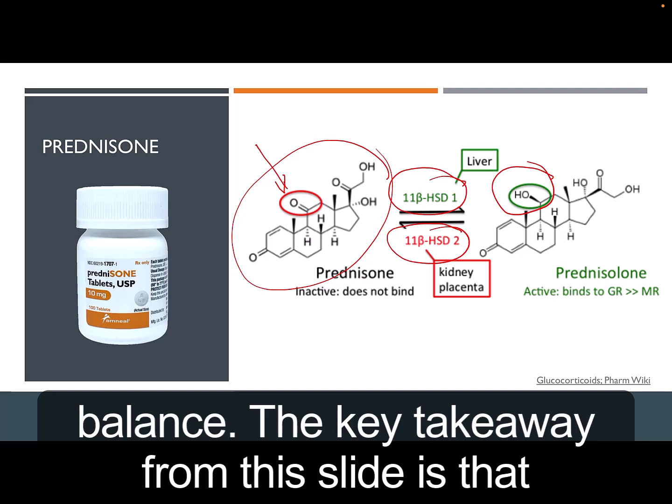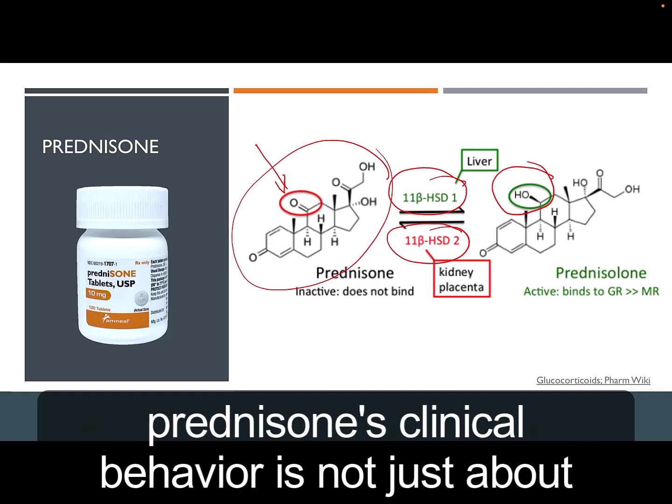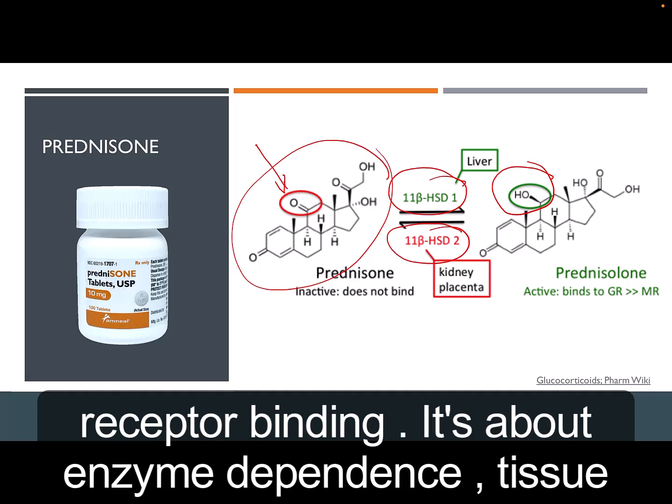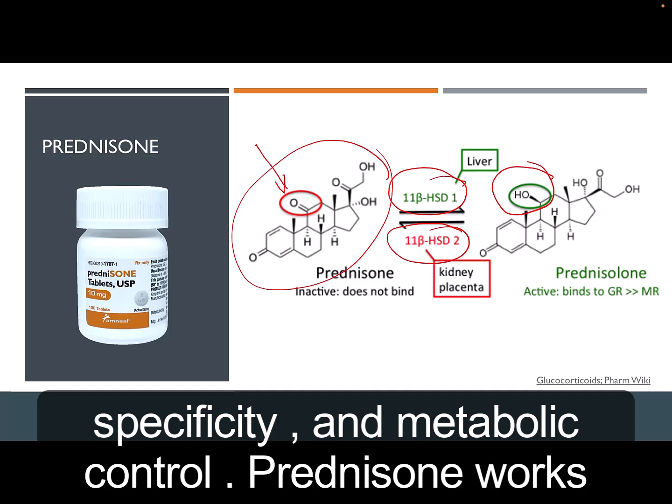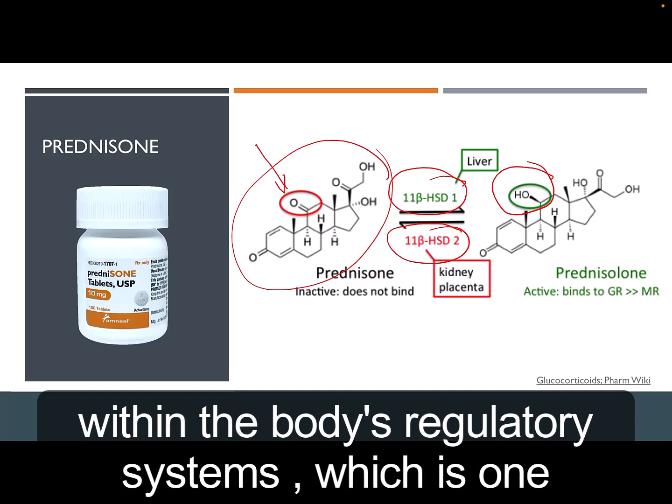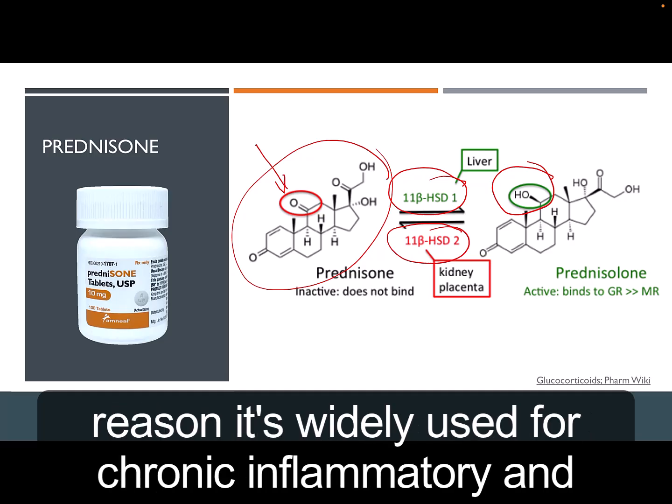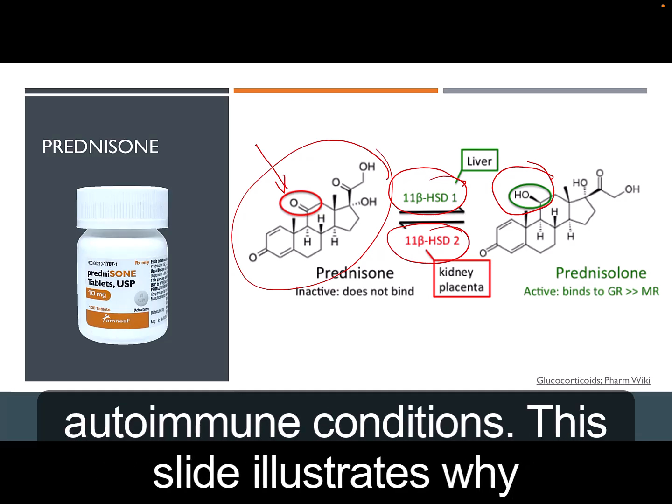The key takeaway from this slide is that prednisone's clinical behavior is not just about receptor binding, it's about enzyme dependence, tissue specificity, and metabolic control. Prednisone works within the body's regulatory systems, which is one reason it's widely used for chronic inflammatory and autoimmune conditions.